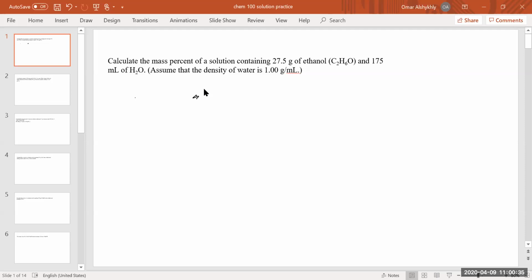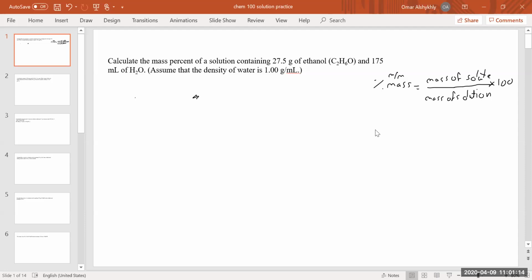Okay, now don't forget the formula for the mass percent. Here, the mass percent, mass per mass, is the mass of solute divided by mass of solution. Be careful, guys. Here, mass of solute divided by mass of solution times 100.